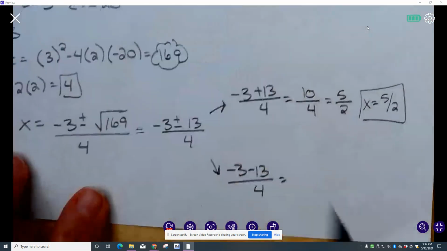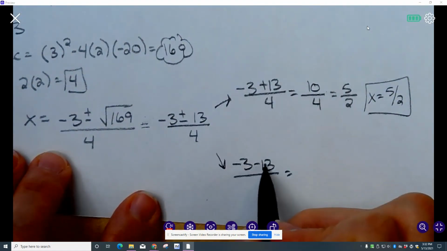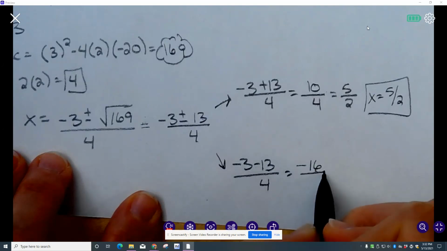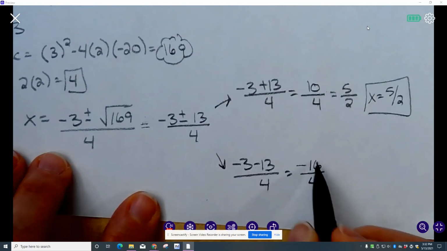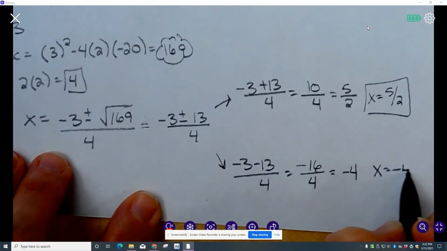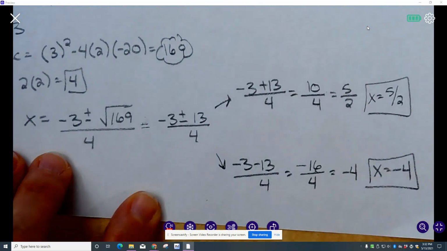Let me slide this over a little. Okay, negative 3 minus 13, negative plus a negative makes a bigger negative. So that's negative 16 in your numerator divided by 4. If you put that in your calculator, you're going to get negative 4. So your second solution is negative 4.